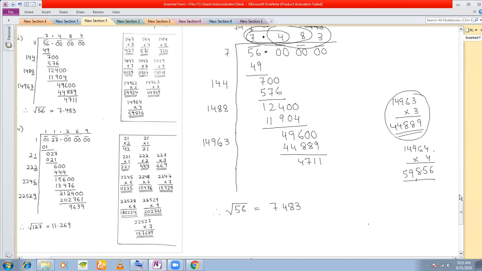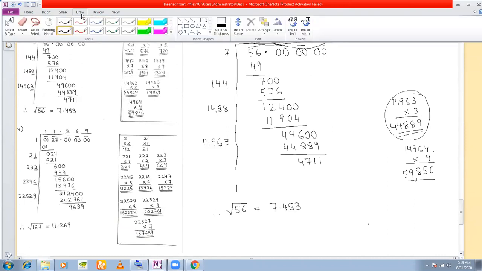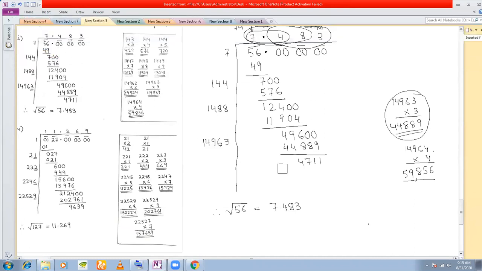So then if there are no questions, I'll move on to the next example of a 3-digit number. Say 127.